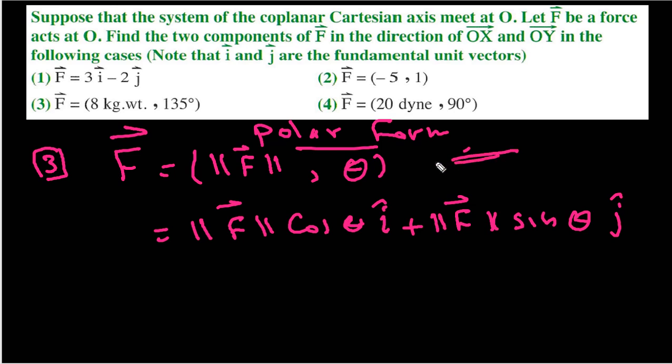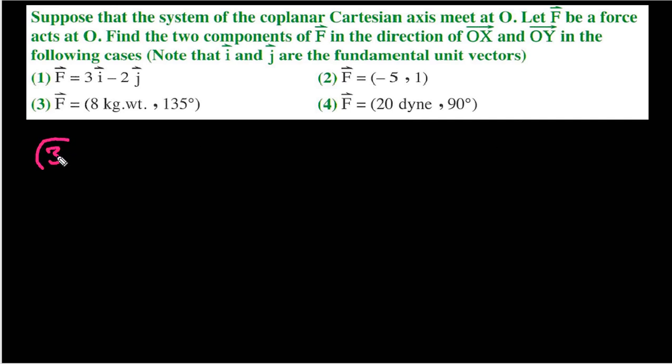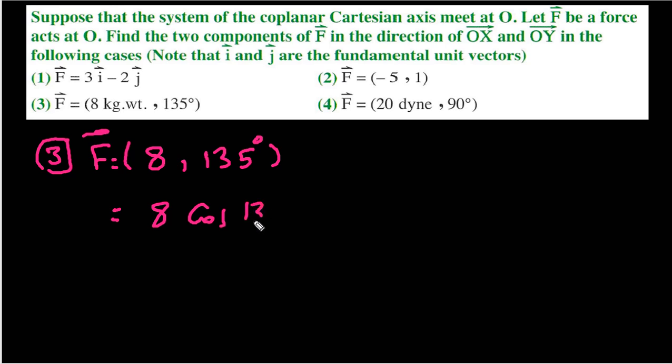Then we convert the polar form to the Cartesian form using the fundamental unit vectors. In number 3, F is equal to 8 kilogram weight and 135 degrees. This is a polar form. Then convert it: 8 cosine 135 degrees in the direction of i plus 8 sine 135 degrees in the direction of j.